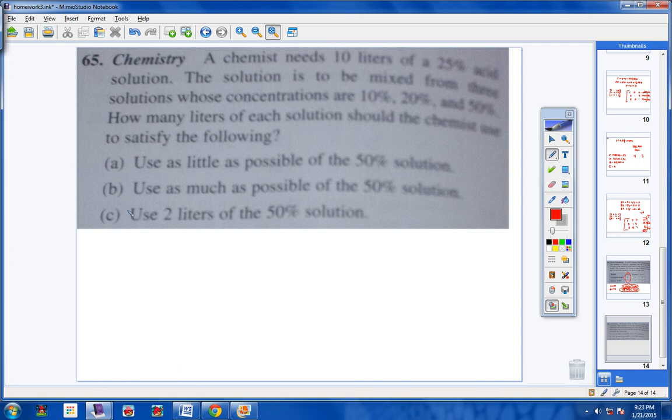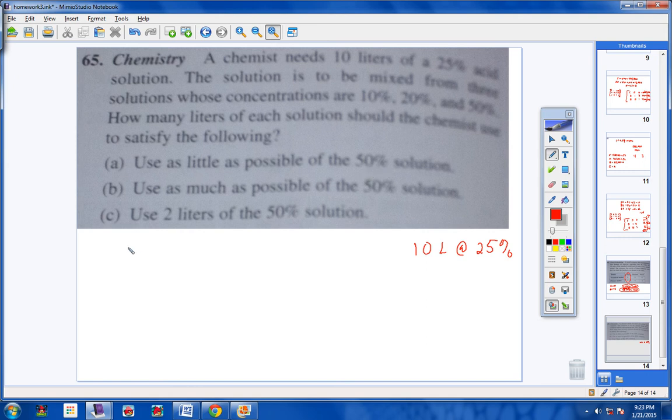This is a doozy, okay? A chemist needs 10 liters of a 25% acidic solution. Let's write that down. That's what he needs: 10 liters at 25% acid, okay? The solution is to be mixed from 3 solutions whose concentrations are 10%, 20%, and 50%. How many liters of each solution should the chemist use, if you want to use as little as possible of the 50% solution?